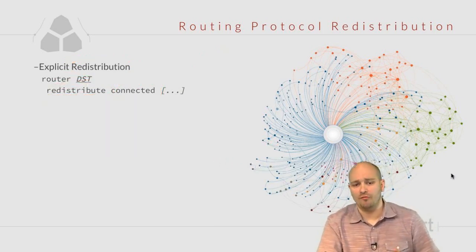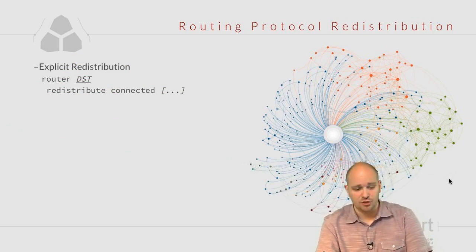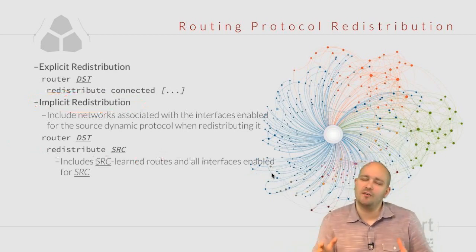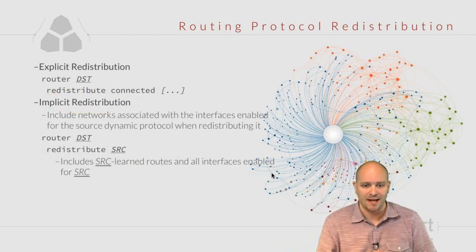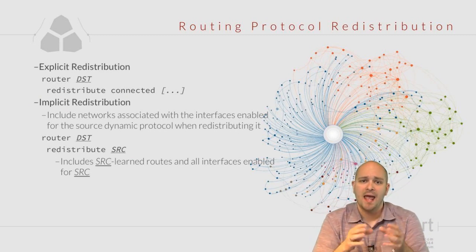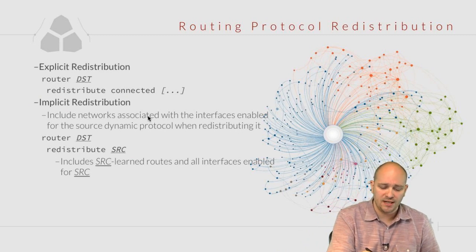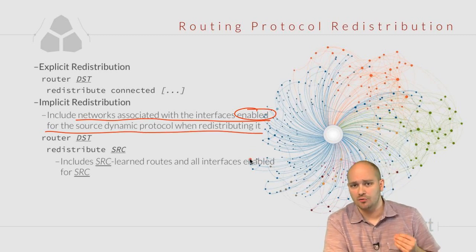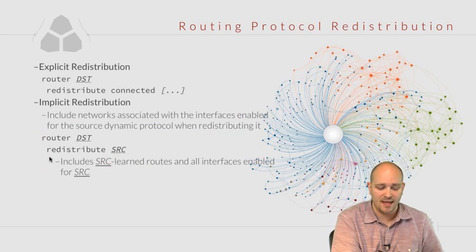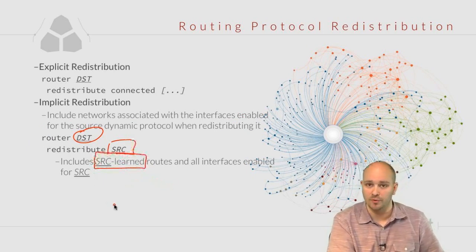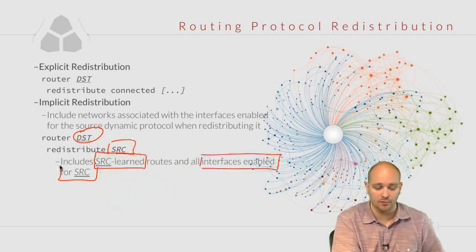But there is another way of redistributing connected routes, and that other solution is something that I like to call implicit redistribution. This is not very involved, but it's a very, very important concept to understand. When we are redistributing from one dynamic routing protocol into another dynamic protocol, by default, all those networks associated with the interfaces enabled for the source dynamic protocol will also be redistributed. So what I mean by that is when we say router destination redistribute source, not only are the source learned routes going to be redistributed, but also all interfaces enabled for the source. Let me explain this in a little bit more graphic way.